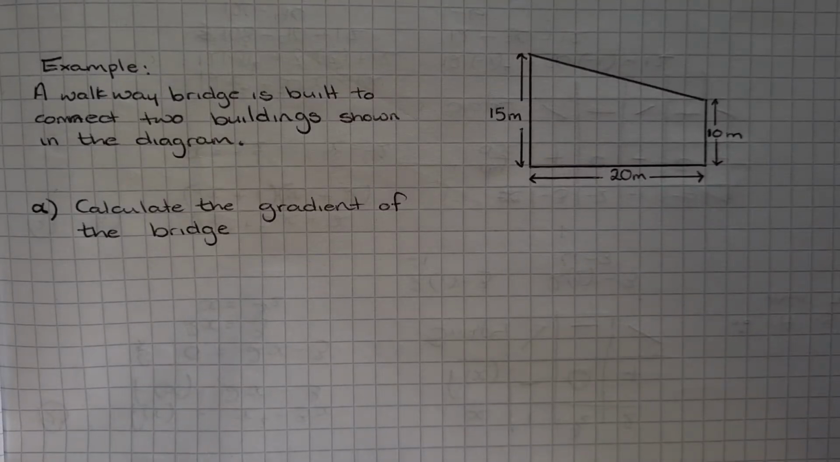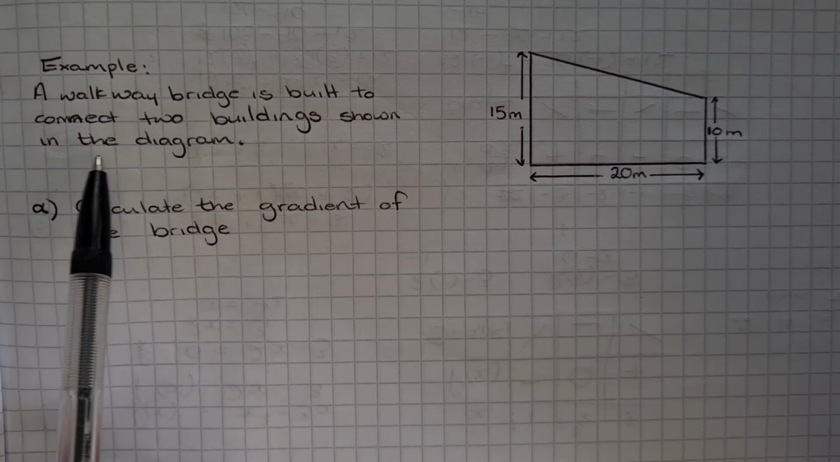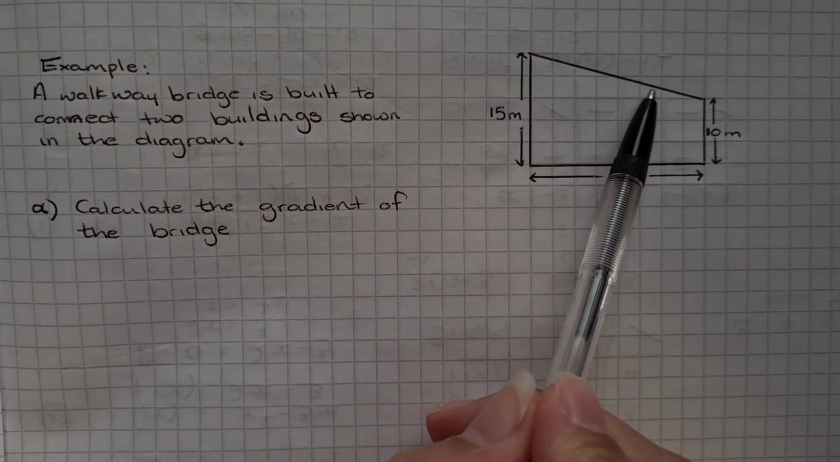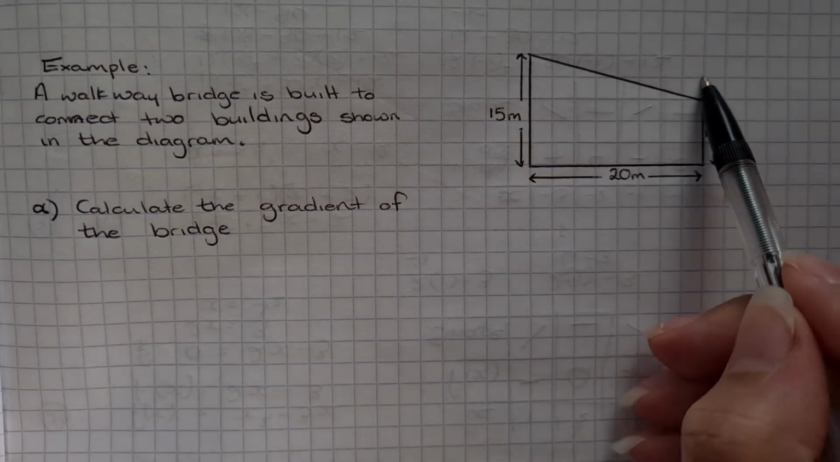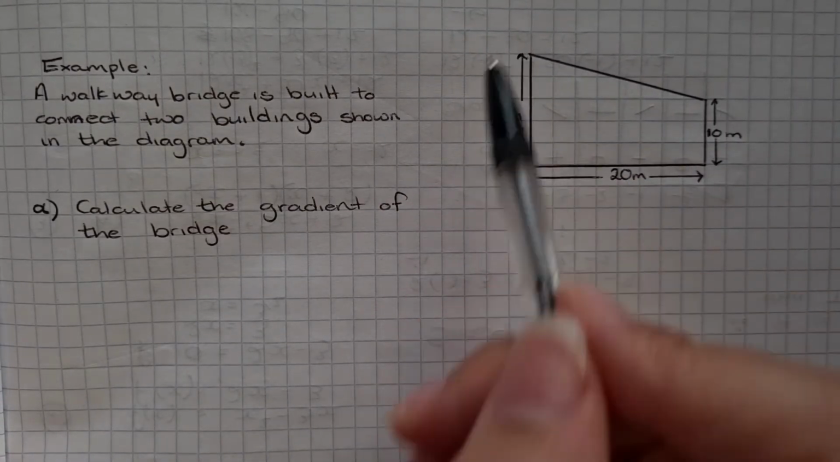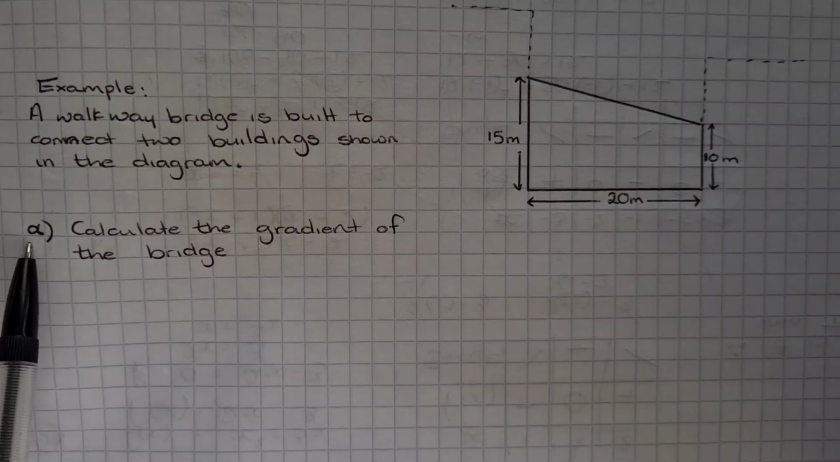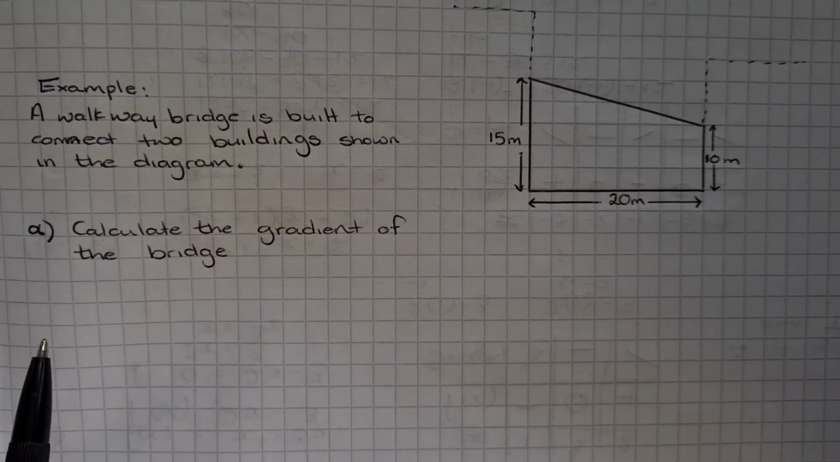Now we're going to do a problem solving question. So we've got a walkway bridge built to connect two buildings, shown in the diagram. So this is the bridge, and we've got a building on this side and a building on this side, and this bridge is connecting the two buildings. Part A says calculate the gradient of the bridge.